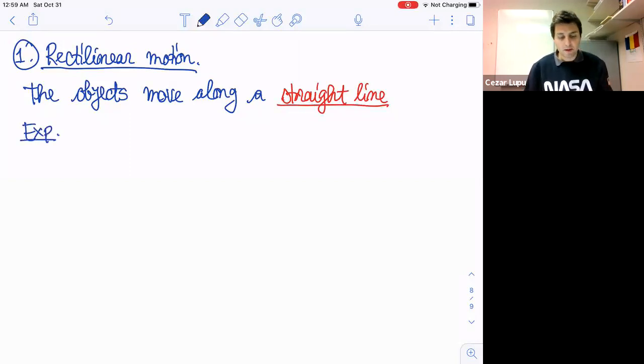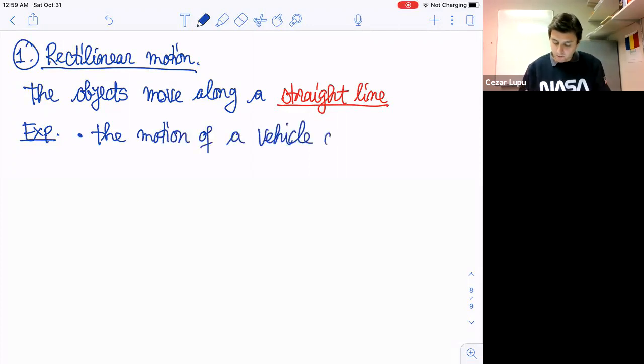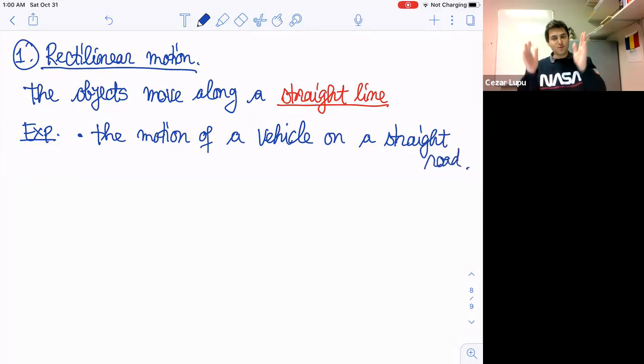Okay. So for example, let's see some examples. The motion of a vehicle on a straight road. Well, usually you're supposed to go straight on this road. When you have a straight road, you don't go like this. Well, you're supposed not to. So if you drive normally, you're going on a straight line, right? Let's see what else we have here. So that was the first one. Maybe the second one.